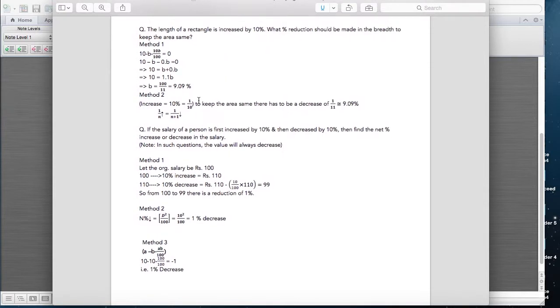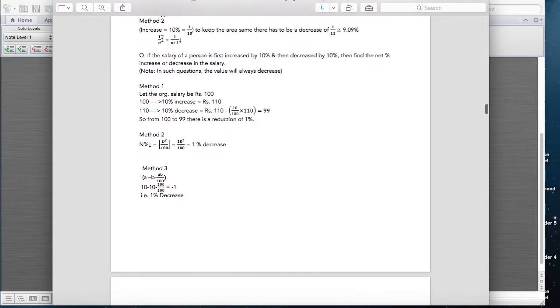Now the next question. The length of a rectangle is increased by 10%. What percent reduction should be made in the breadth to keep the area the same? We'll use the formula A minus B minus AB upon 100. If there has to be no change, then the answer should be 0. Now in this case we have to find B. If we solve the equation, the value comes to be 9.09%. So if we increase the length of a rectangle by 10%, we have to reduce the breadth by 9.09% in order to keep the area the same.